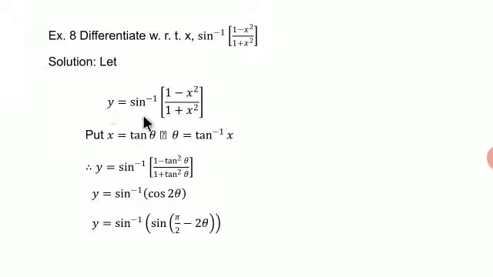Therefore, because of this substitution, now y is equal to sin inverse of (1 minus tan square theta) divided by (1 plus tan square theta). And this is the formula for cos 2 theta. So we get y is equal to sin inverse of cos 2 theta.